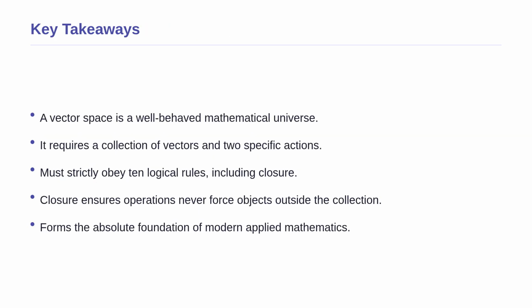We have covered a lot of ground today. So let us review the most important ideas. First, a vector space is simply a well-behaved mathematical universe. It is a collection of objects that can be added together and scaled by numbers, while strictly obeying 10 logical rules. The most critical of these rules are closure under addition and closure under scalar multiplication. These ensure that combining or stretching objects never forces them outside the collection. By guaranteeing this predictable behavior, vector spaces form the absolute foundation of linear algebra.